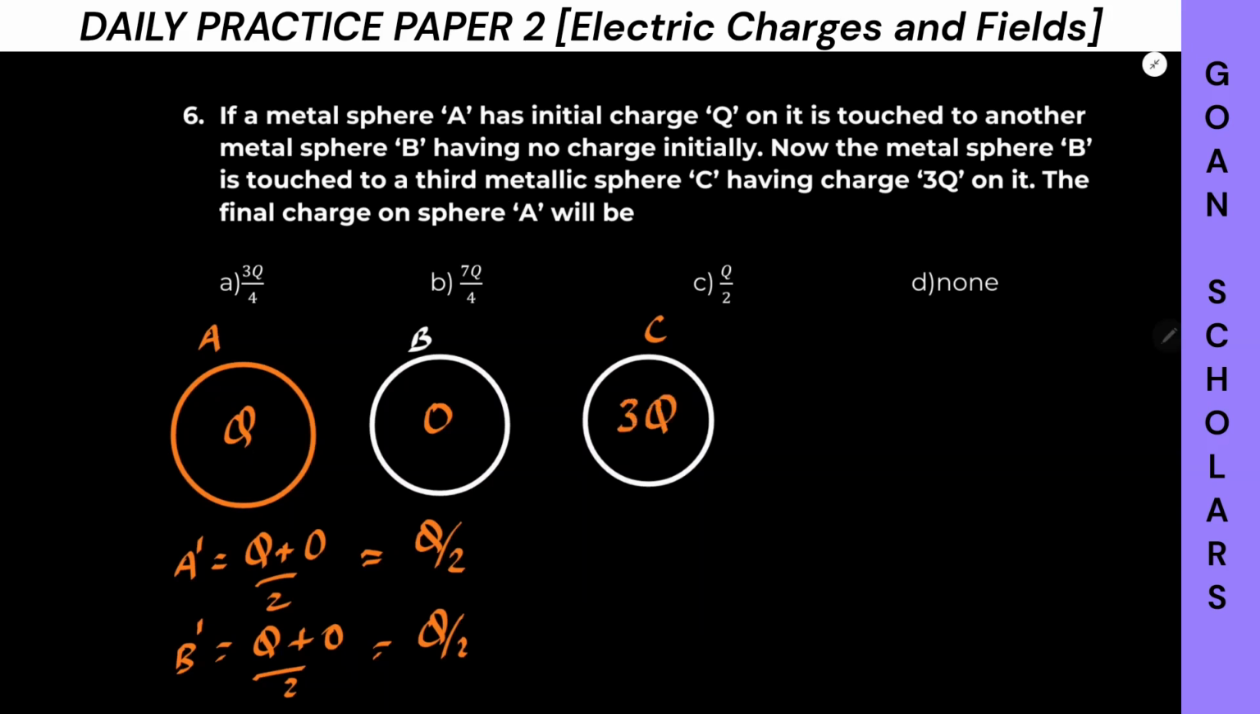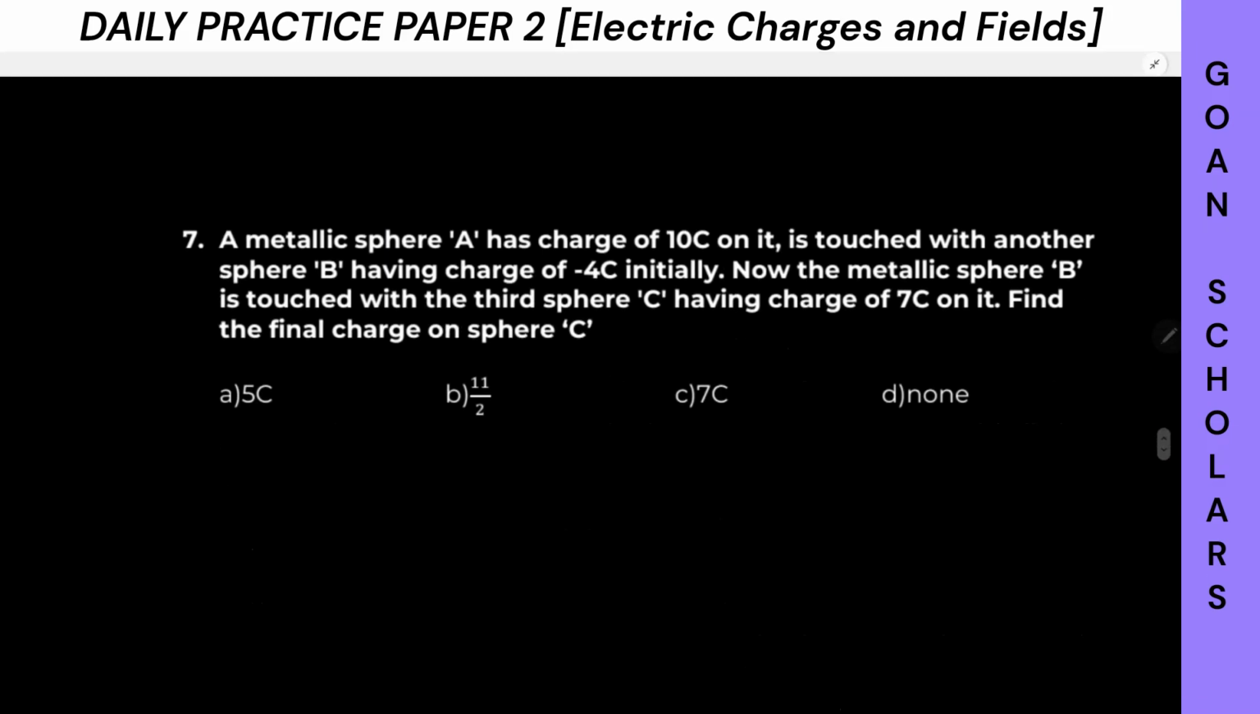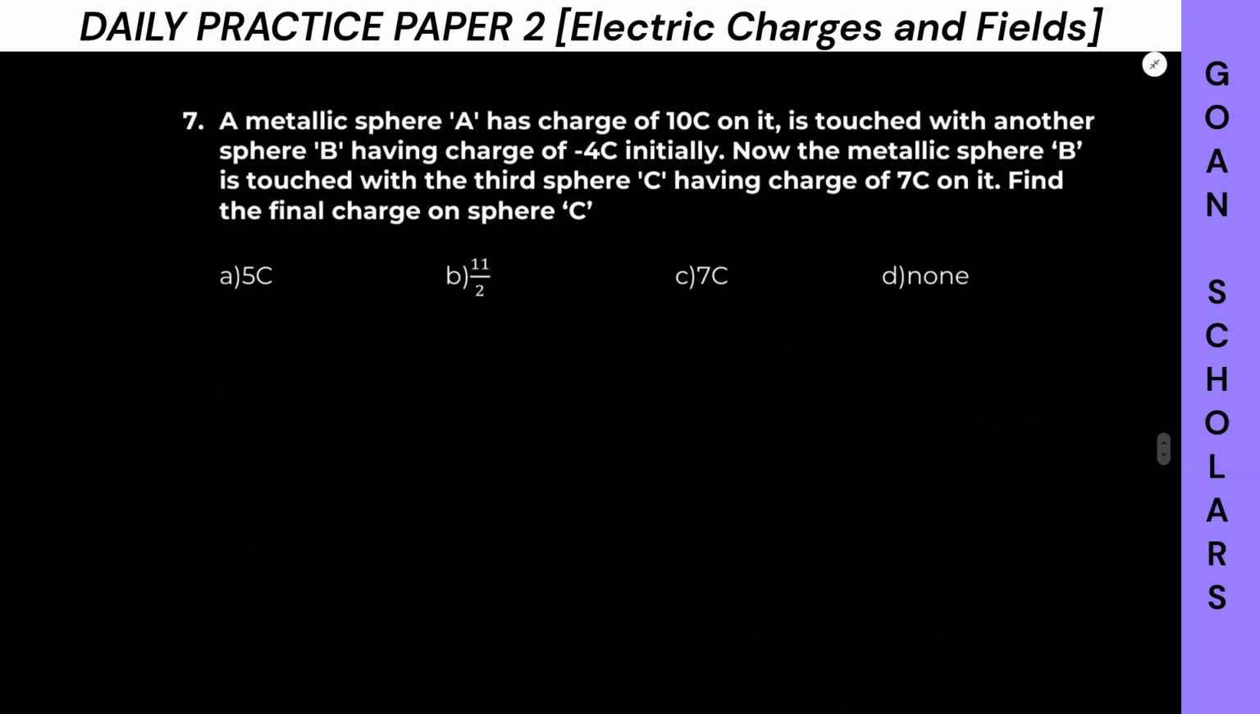The final charge on A, see here, that is the important thing. B is touching C now, so you don't have to do anything with that, because that will not alter the charge on A. A will still remain Q by 2 only. So you don't have to solve the remaining part. The correct answer for this is option C, Q by 2, because they are asking the final charge on sphere A. Okay, let's move to question number 7. A metallic sphere A has a charge of 10 coulomb on it.